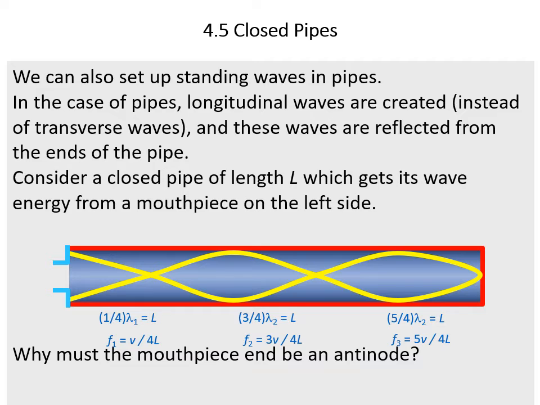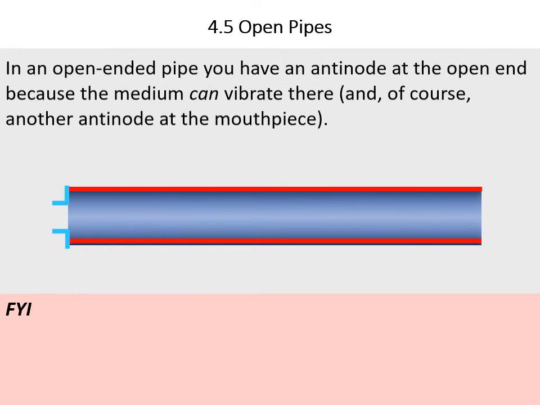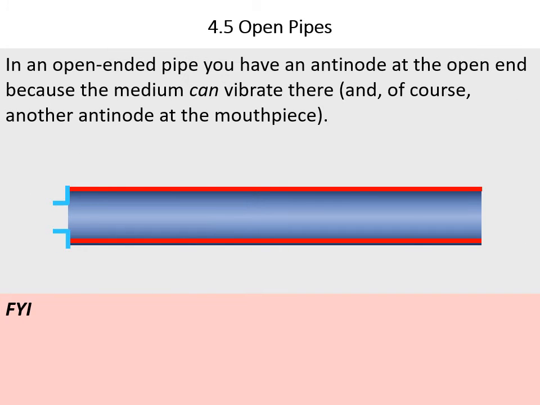So why must the mouthpiece end always be an antinode? Because this is the source of the wave. It has the highest energy, the highest amplitude. And why must the closed end be a node? Because the air can't move there. It must reflect at this boundary. In the open-ended pipe, you can have an antinode at the open end, because the medium can vibrate there, and of course, another antinode at the mouthpiece.